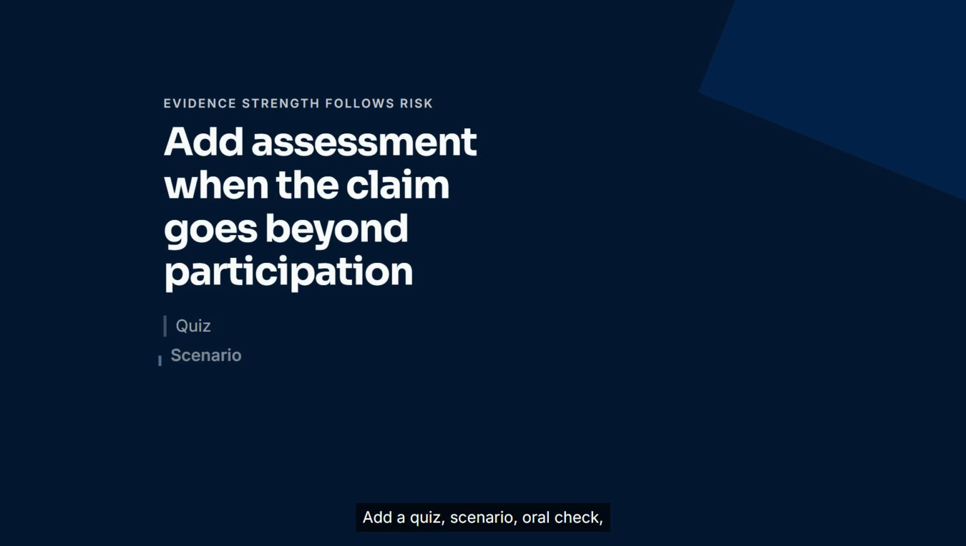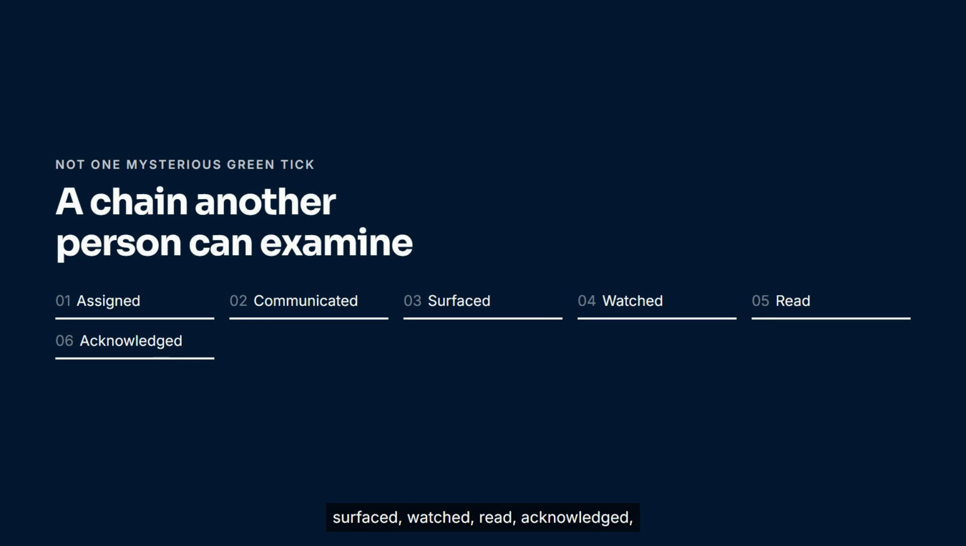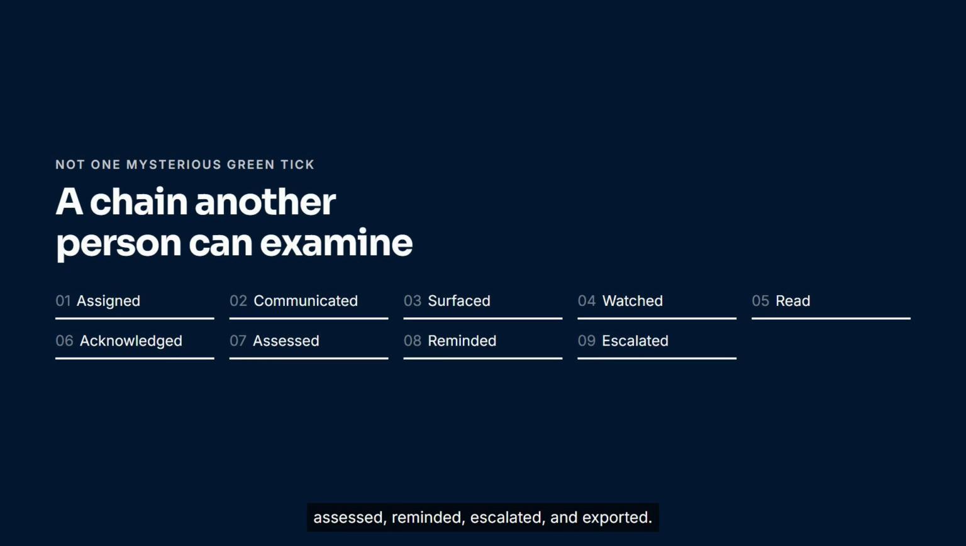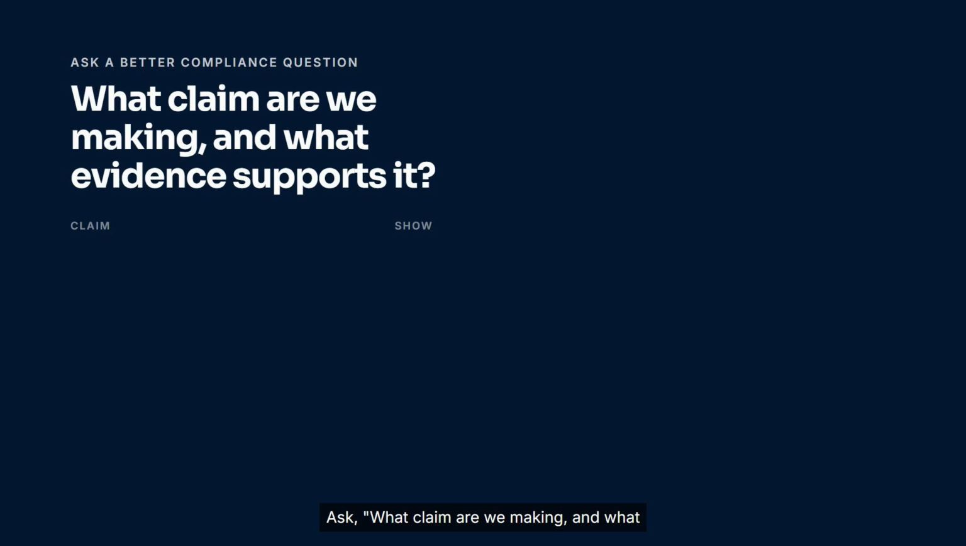Add a quiz, scenario, oral check, or observe task when the risk requires evidence of understanding or competence. The result is not one mysterious green tick. It is a chain: assigned, communicated, surfaced, watched, read, acknowledged, assessed, reminded, escalated, and exported. Stop asking, "Did everyone complete the course?" Ask, "What claim are we making and what evidence supports it?"